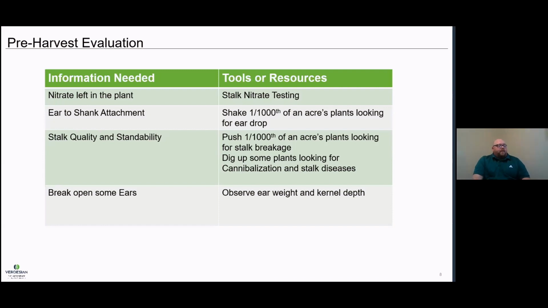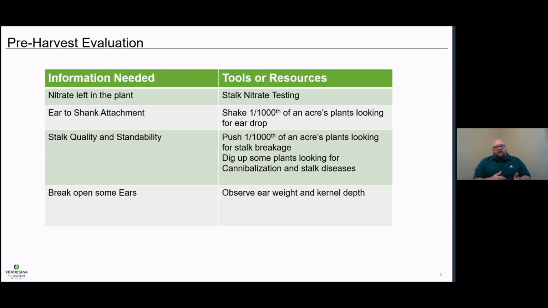And then break open some ears, the last thing. Observe those ear weights, observe those kernel counts, look at how much you're filling out to the tip, and really look at that kernel depth, right? If we're mastering nitrogen management, we're getting really good kernel depth and individual kernel weight. That is the key, the target we want to hit. So those are some of the pre-harvest evaluation things we want to do to get ready and take notes.